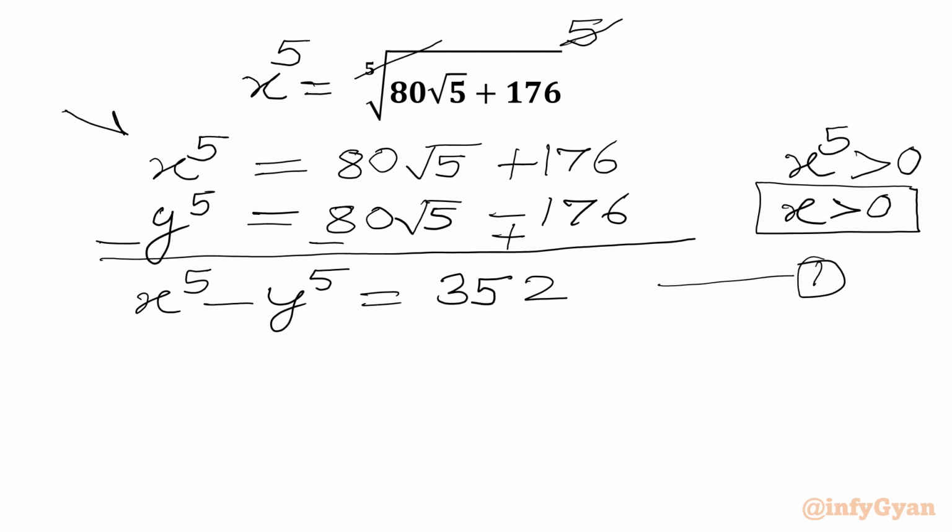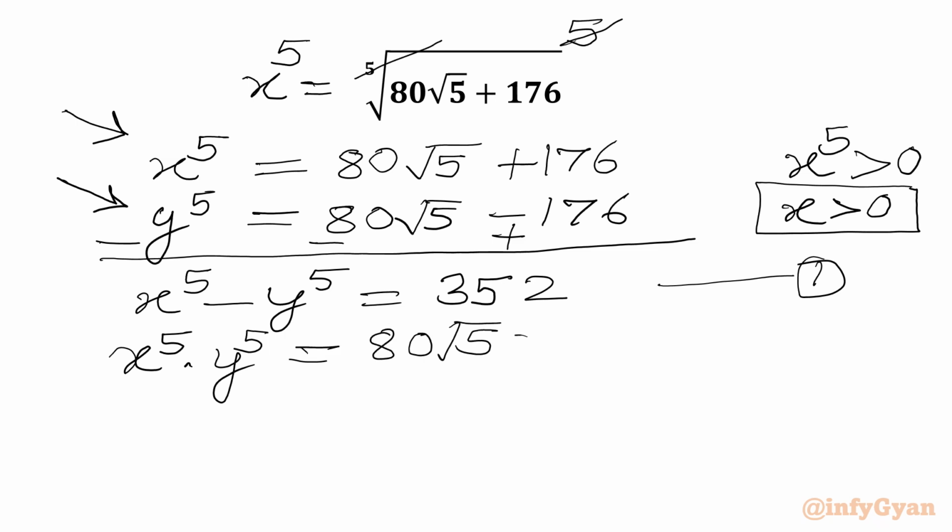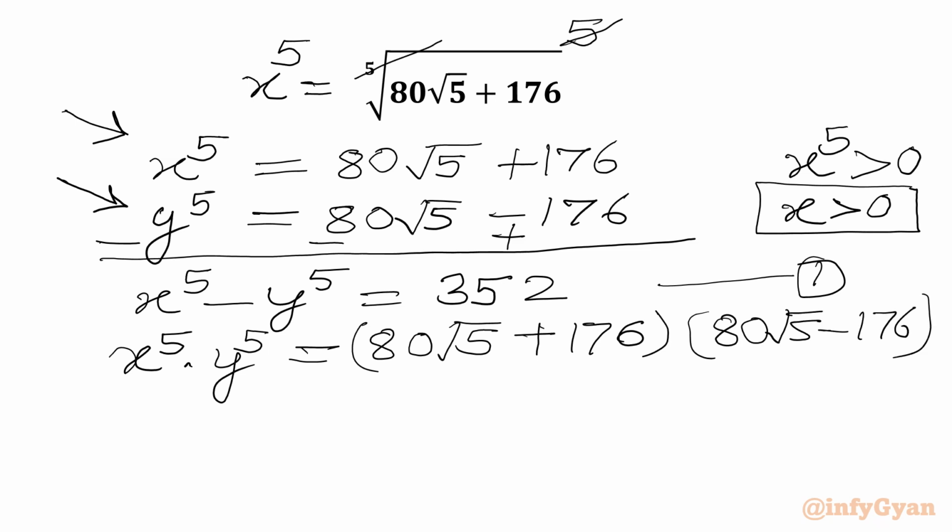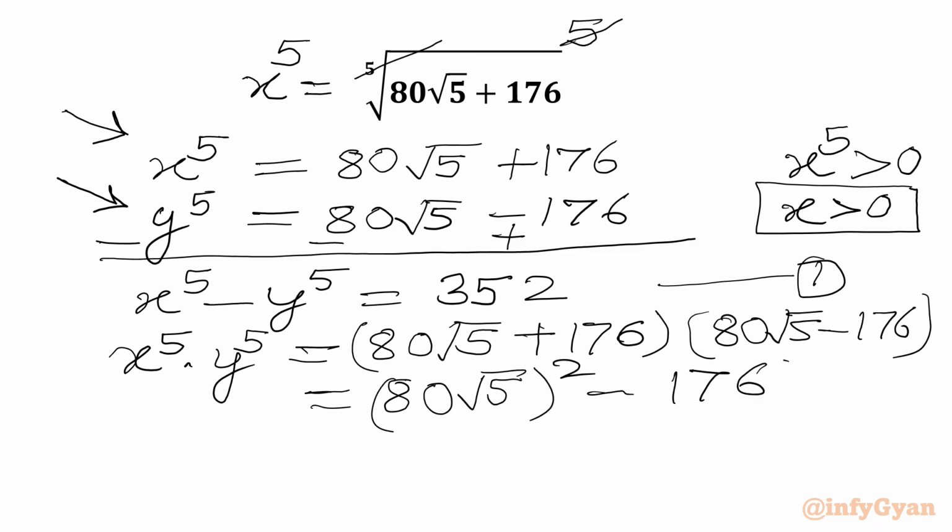Now we are going to multiply these two. So I can write here x power 5 times y power 5. This will be equal to 80 square root 5 plus 176 times 80 square root 5 minus 176. So we have a plus b times a minus b form. We can utilize the difference of two squares formula. So we can write 80 square root 5 whole square minus 176 whole square.